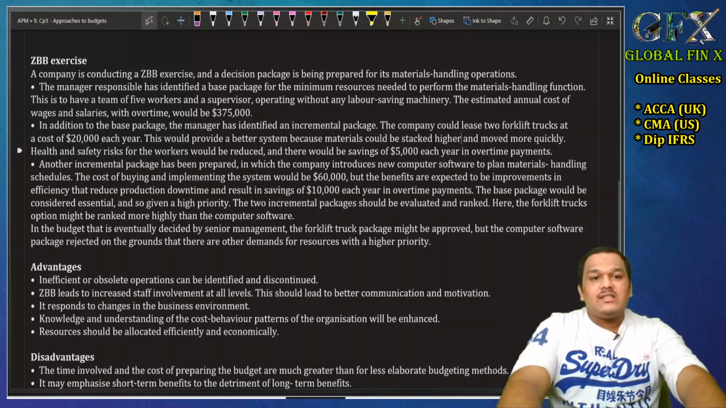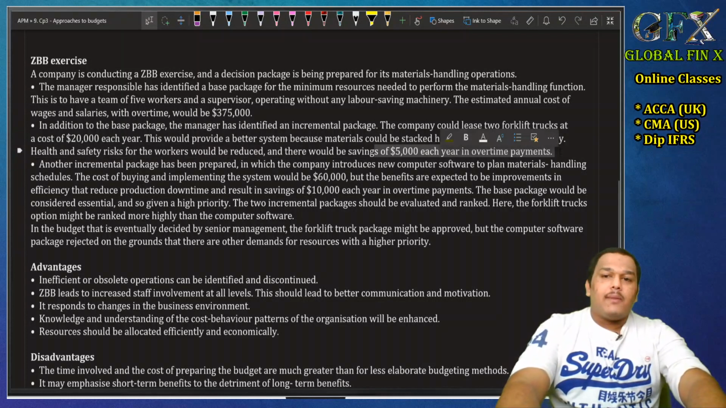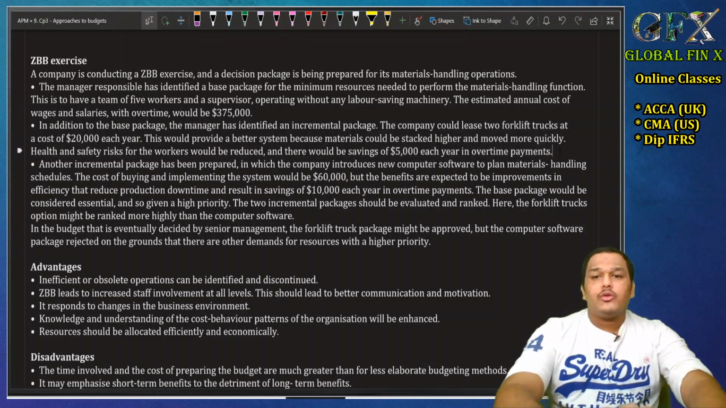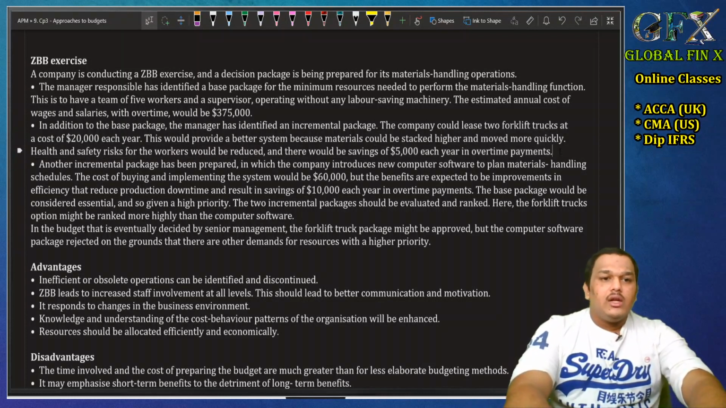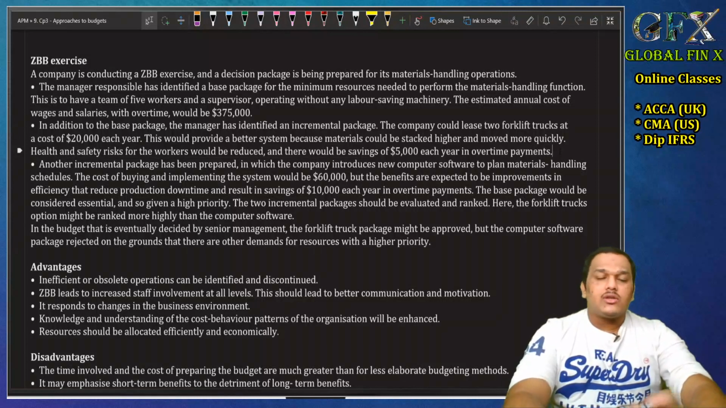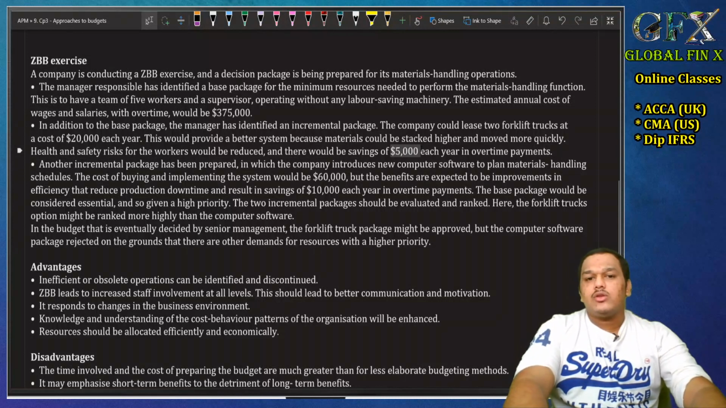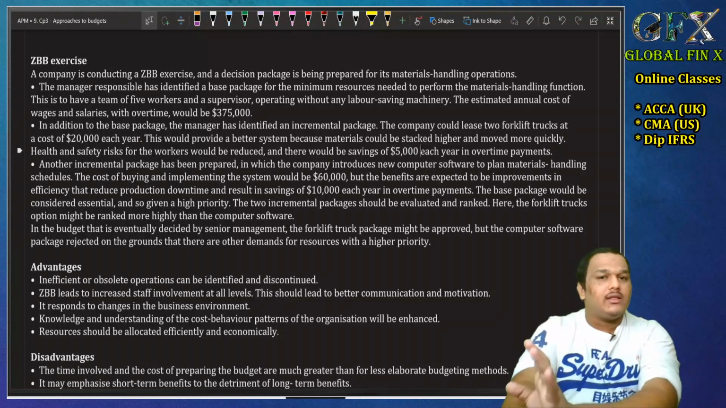Okay. Health and safety risk for the workers would be reduced, and there would be a saving of 5,000 each year in overtime payments. So if you could lease 2 forklift trucks at a cost of 20,000 each year, you will get 20,000 incremental cost, and at the same time you will save 5,000. So there is a net incremental cost of 15,000.